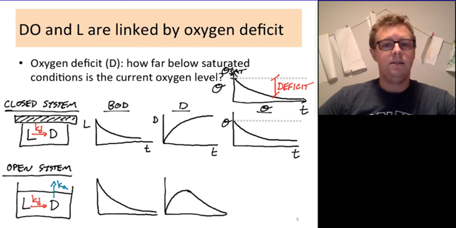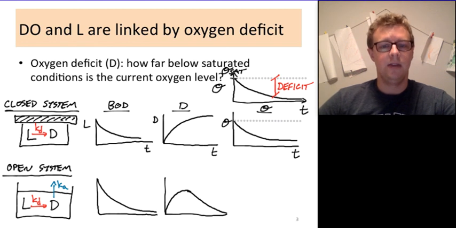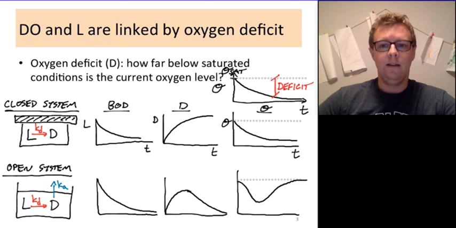So BOD still looks the same in this case, exponential decay. For deficit, we get a pattern that's more characteristic of an exponential loading, because it's that middle species in a series of reactions. And then oxygen gives us that characteristic sag and recovery that we know will exist in our Streeter-Phelps models.